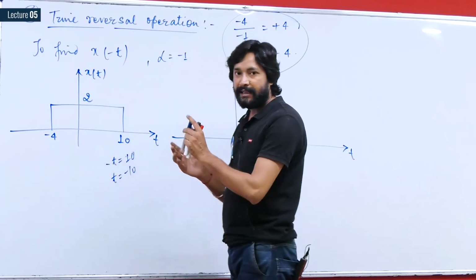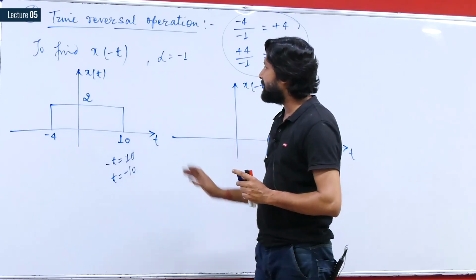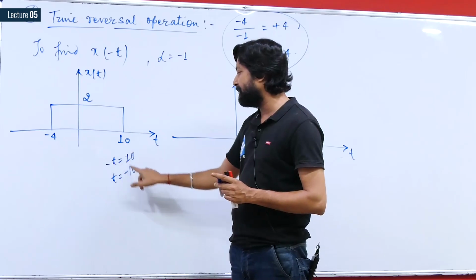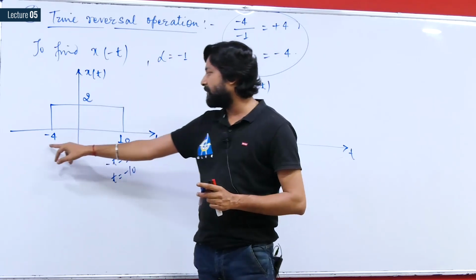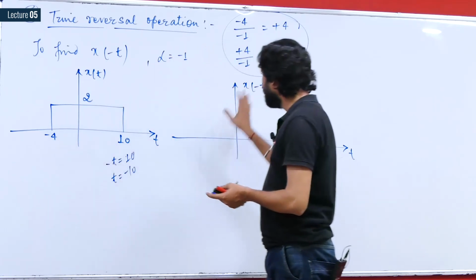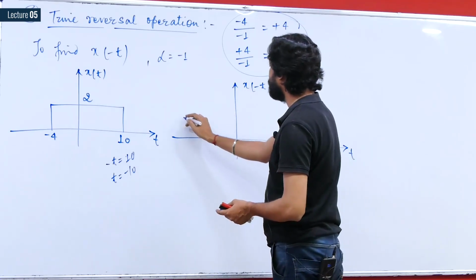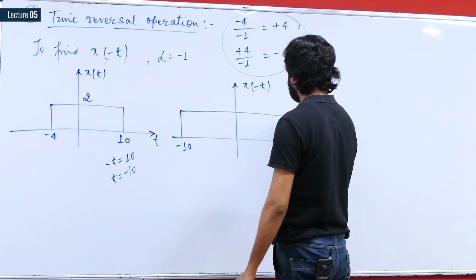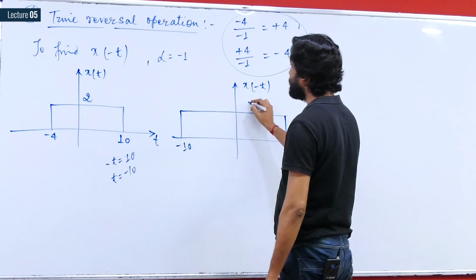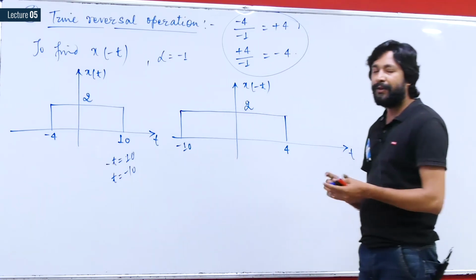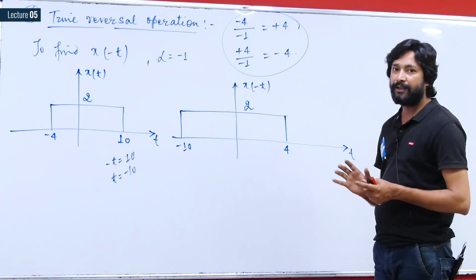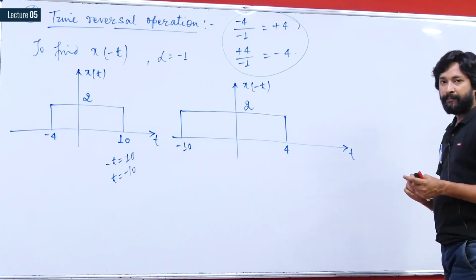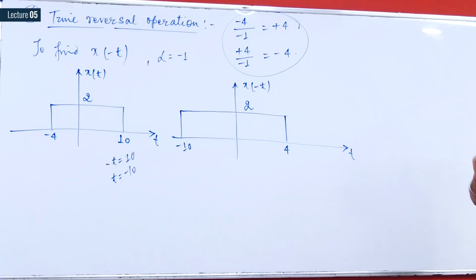Either you understand by this method, or you just take the scaling factor and divide the limits by this scaling factor. So this 10 will become -10 and this -4 will become 4. Therefore, the signal is now going to exist from t equals -10 to +4, having the same value 2. So that is how you can find the time reversed or folded signal, x of -t. We have seen the effect when we changed the amplitude scaling.